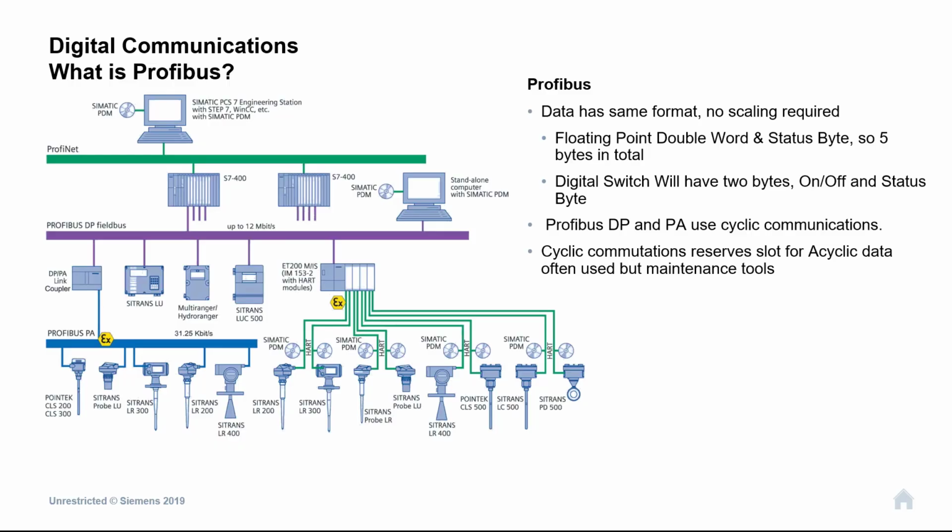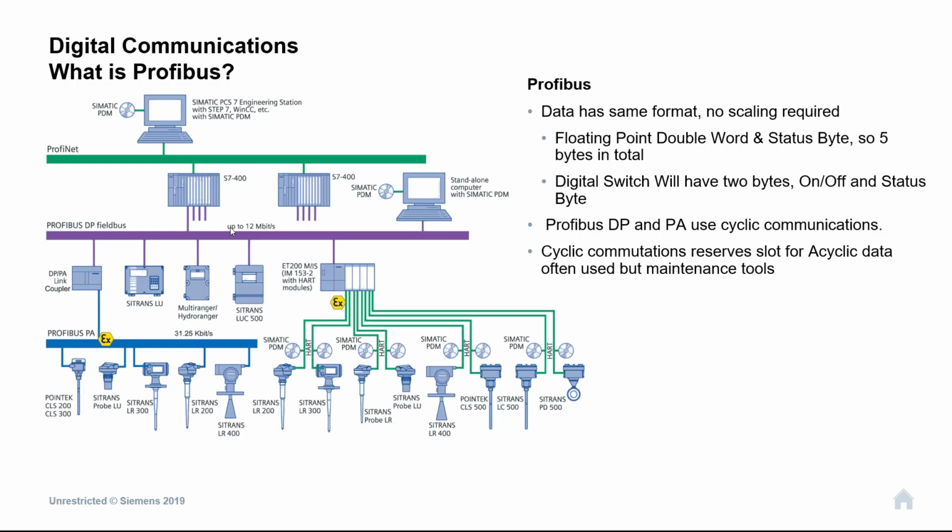Profibus is a digital communication platform. Think of it as a book with many chapters, and each one of those chapters might be something like Profibus PA, Profibus DP, Profibus over Ethernet, which is referred to as Profinet. We have ProfiSafe, ProfiDrive. So there are many chapters within this book, but it all comes under the umbrella of Profibus.